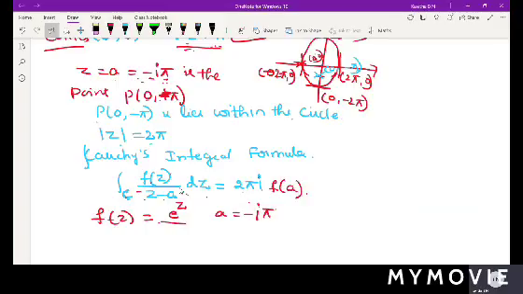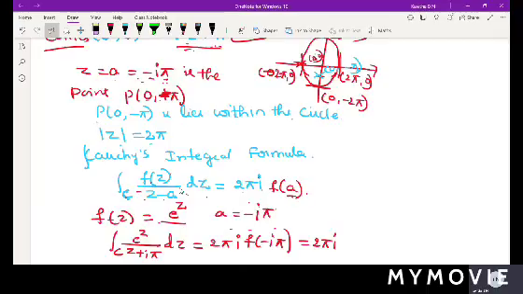Here f(z) is equal to e to the power of z, and a is equal to minus iπ. So we are writing the integral over C of e to the power of z divided by z plus iπ, dz, equal to 2πi times f(a) at minus iπ. Then f(a) is e to the power of minus iπ.